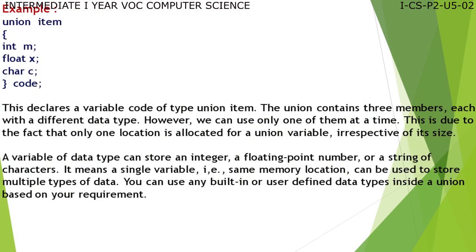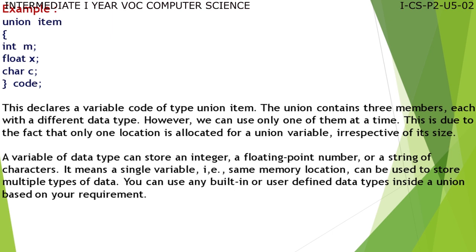Now let's see with an example how the union is declared. Every union program starts with the union keyword and its tag name. I'm writing an item. In this item we have members M, X, and C. Here we declare the variable code of type union item.